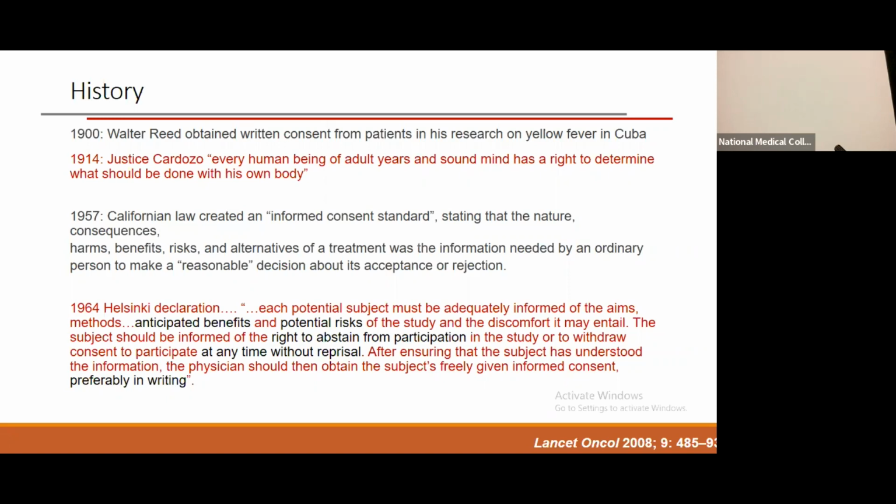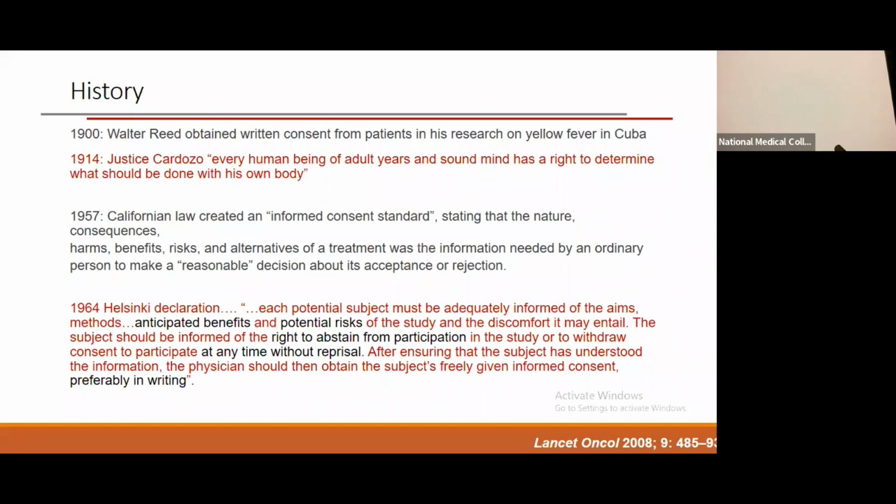That determines the autonomy. And then in 1957, the Californian government made a law about informed consent standards, which basically means the same things: that you inform everything, benefit, harm. And 1964 is the watershed time, when the Helsinki Declaration came.